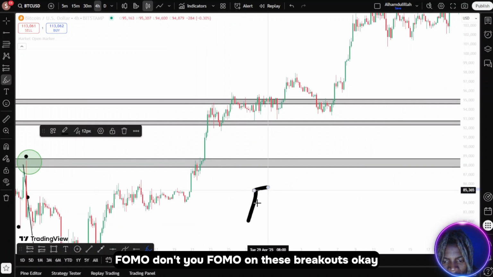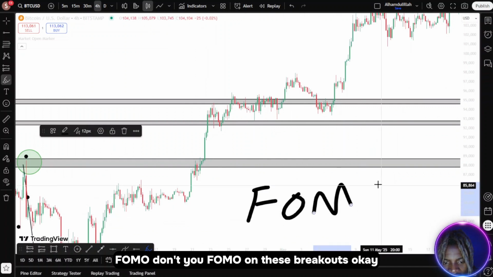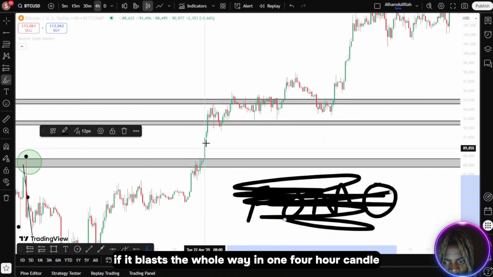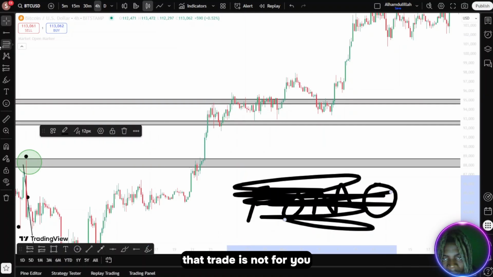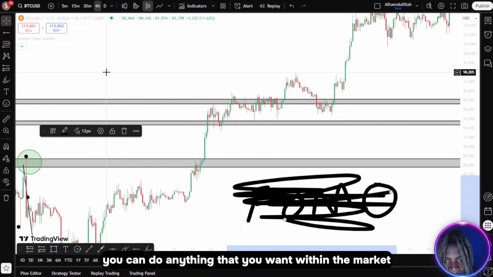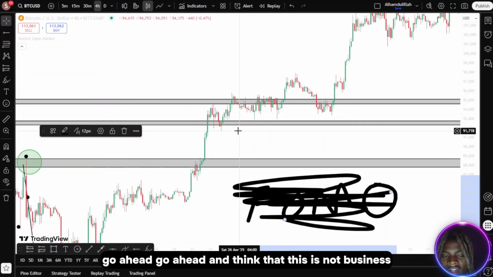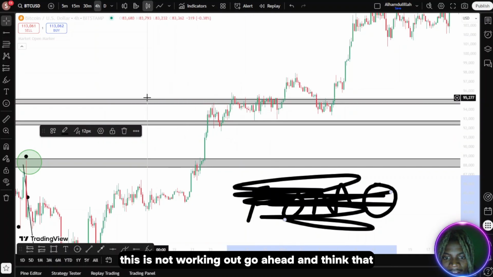Don't you FOMO on these breakouts. You're waiting for your close. If it blasts the whole way in one 4-hour candle, that trade is not for you. Otherwise you start breaking your rules. You start thinking you can do anything that you want within the market instead of letting the market come to you. Go ahead and think that. This is not business. This is not working out.